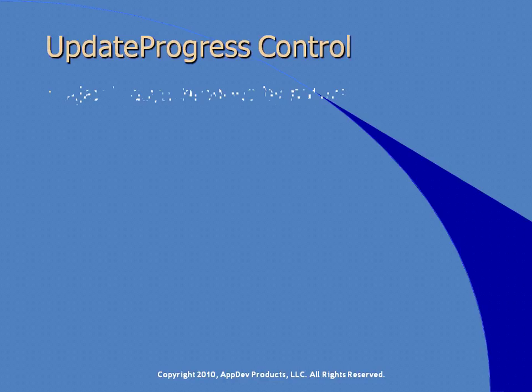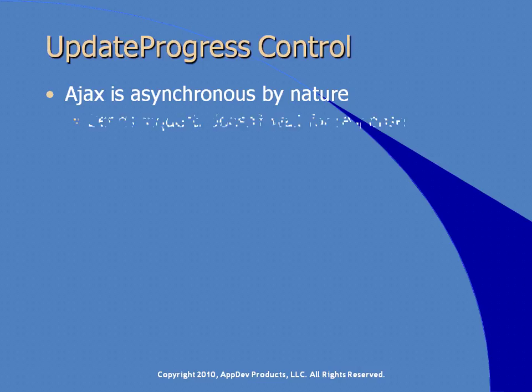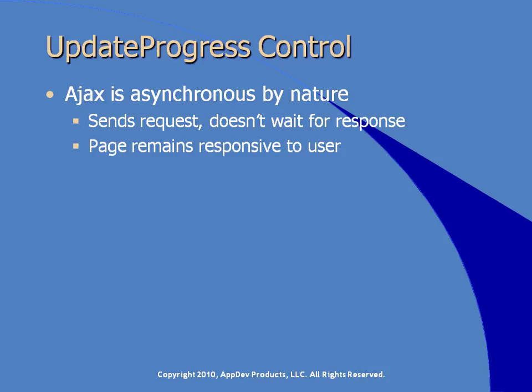Another server-side AJAX control is the update progress control. AJAX requests are asynchronous by nature. That means that the browser sends off a request to the server and doesn't wait for a reply. The page remains responsive to the user, giving the web page the feeling of a desktop application. And then when the browser receives the response from the server, it updates some part of the page.